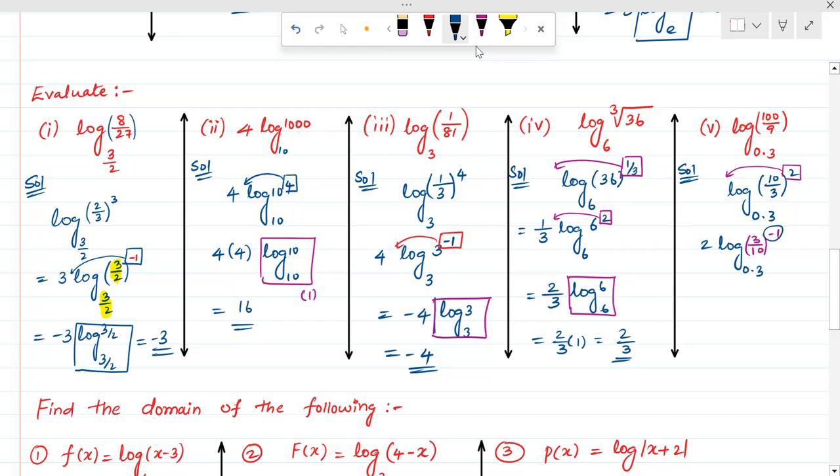Now I will bring this power here. When you multiply, minus 2 log 0.3. So 3 over 10 is 0.3. Log 0.3 base 0.3, therefore you will get 1. So the answer is minus 2.